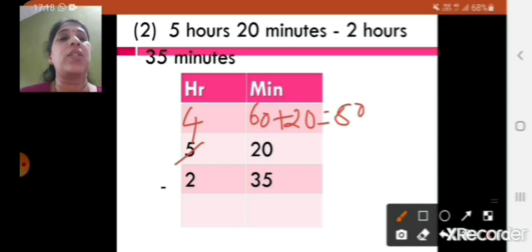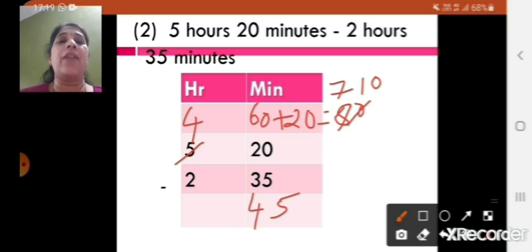Now 0 minus 5. Again you cannot subtract 5 from 0. So you are going to borrow 1 from 8. So here it will become 7 and in place of 0 it will become 10. So what is 10 minus 5? 10 minus 5 is 5. And what is 7 minus 3? 7 minus 3 is 4. And 4 minus 2 is how much? 2. So you got the answer as 2 hours 45 minutes.